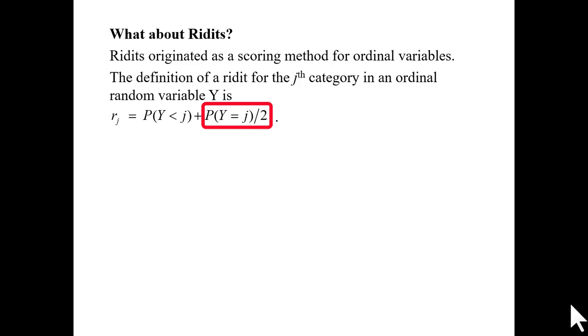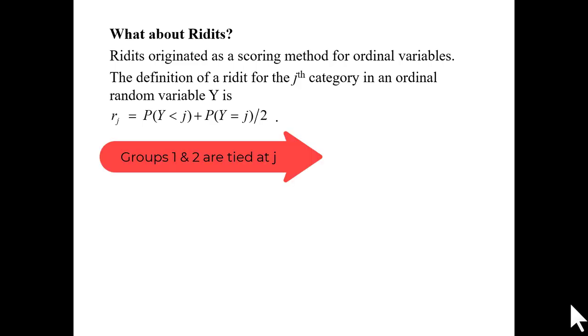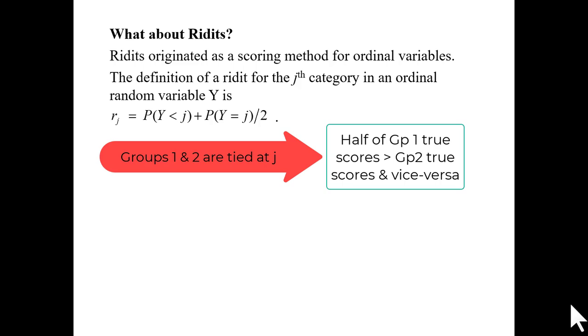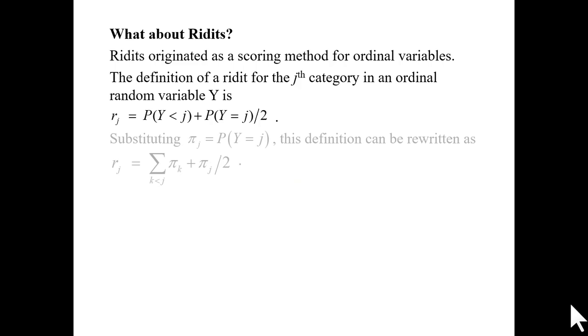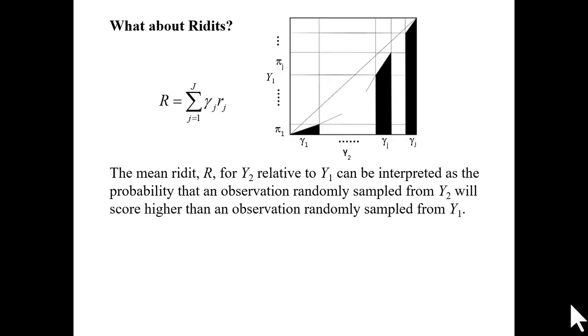Now, the reason we're dividing by 2 is because we're assuming that if, let's say, group 1 and group 2 are tied at j, then for the underlying continuous latent variable, the true scores of group 1 will be higher than those of group 2 half the time, and vice versa. So we're dividing by 2. We can also rewrite the ridit in this more conventional form here.